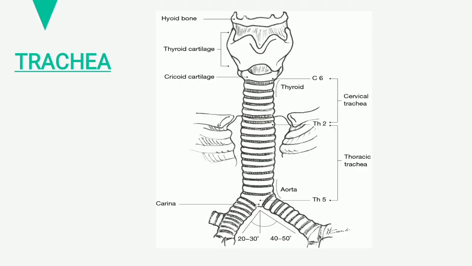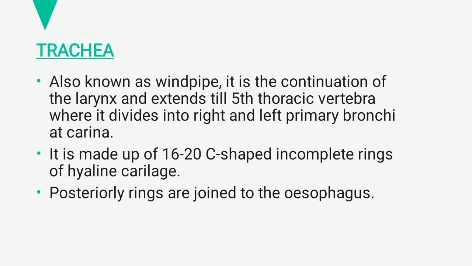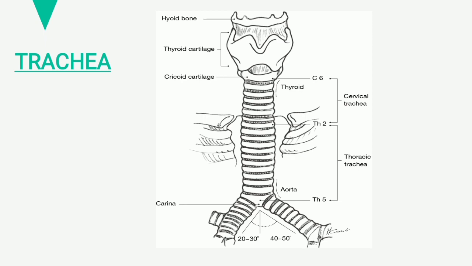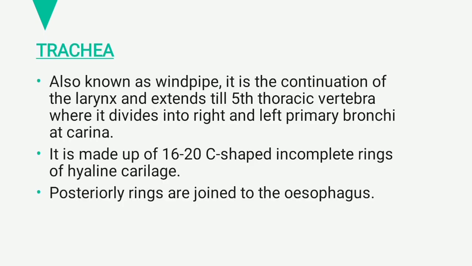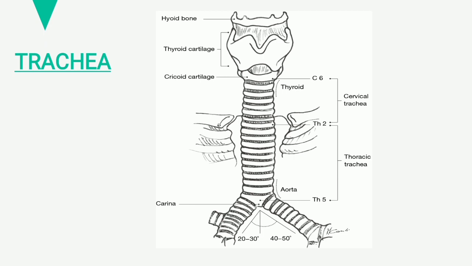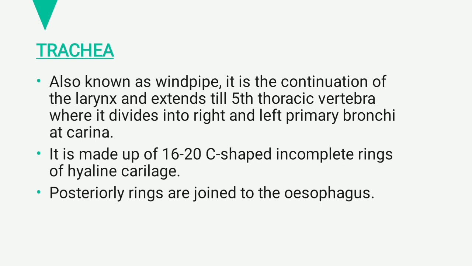Trachea. Trachea is also known as windpipe. It is the continuation of the larynx and it extends till the fifth thoracic vertebra. Here you can see in the label, where it divides into right and left primary bronchi at carina.